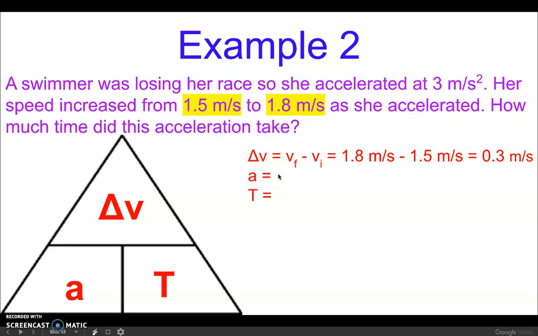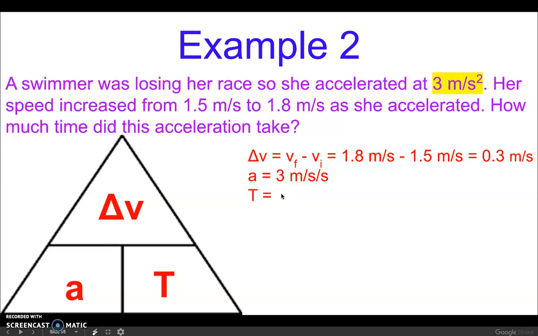All right, this acceleration was 3 meters per second squared. So we're going to add that in right here, 3 meters per second, right? That means the same thing as 3 meters per second squared. So I changed how it's written, but it means the same thing. If you prefer to write it this way up here, that's fine.